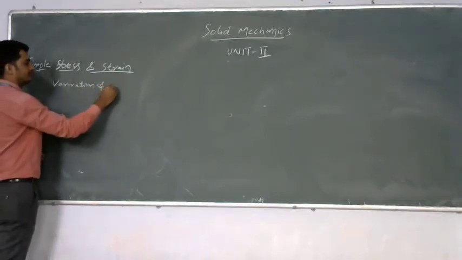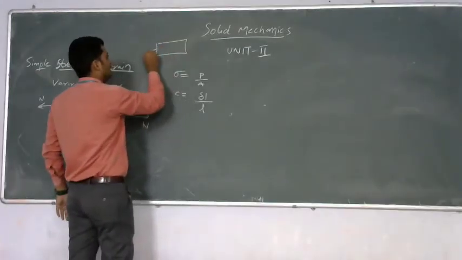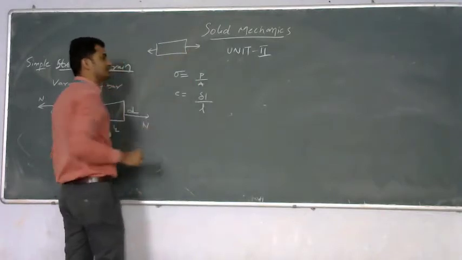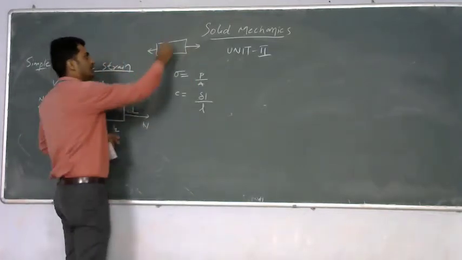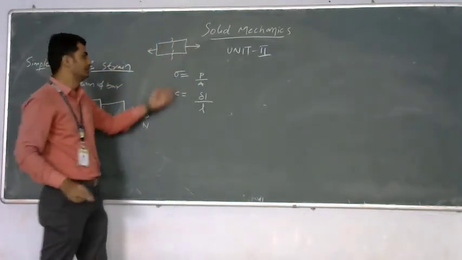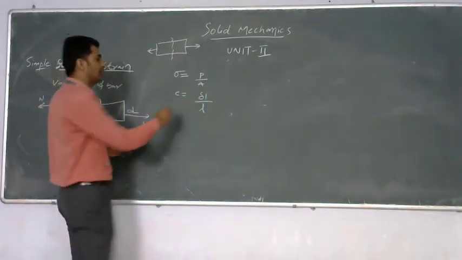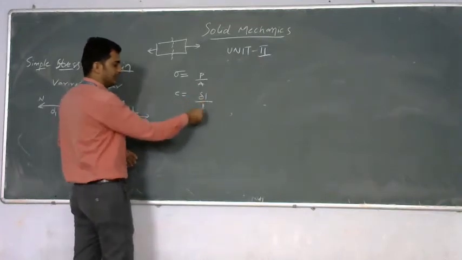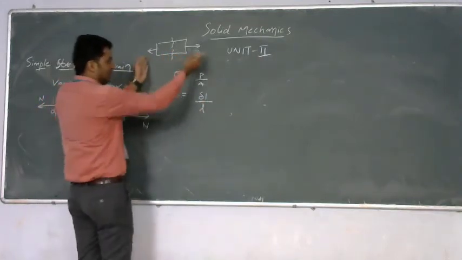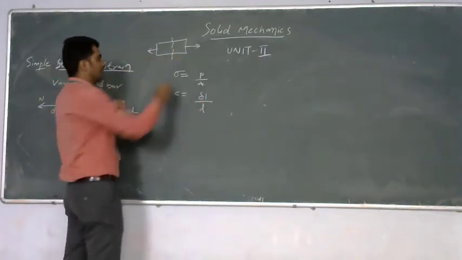bar endings. For a small object, I have a tensile stress. For tensile stress, if I want to know the stress formula, it is load by area. Similarly, for strain, it is change in length by original length. When a tensile load is applied, there is a change in length.